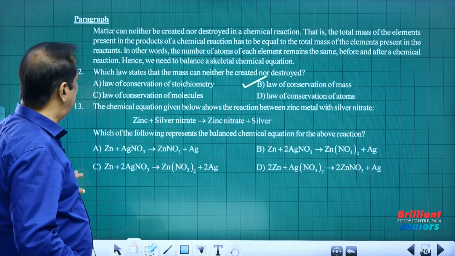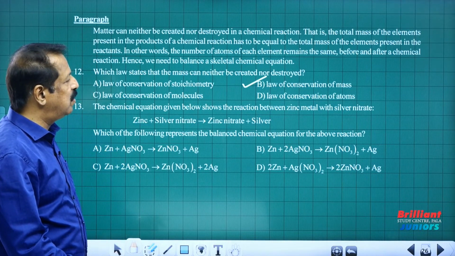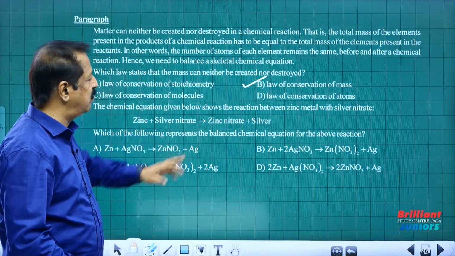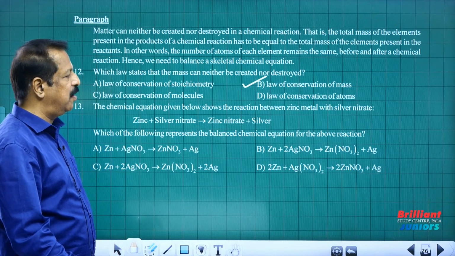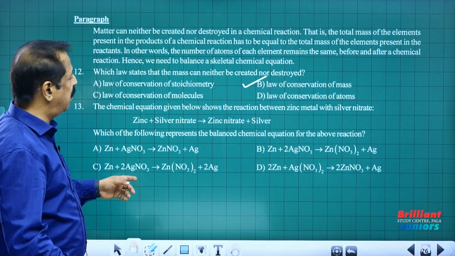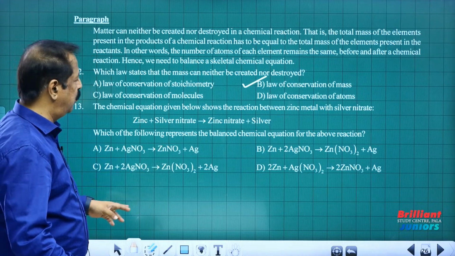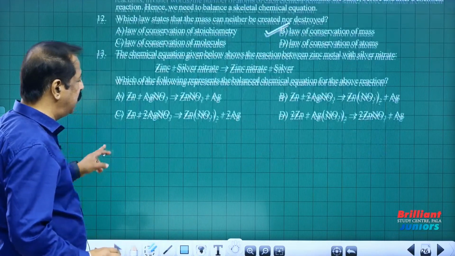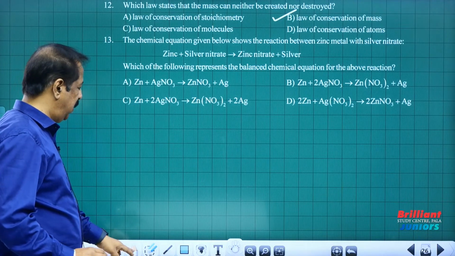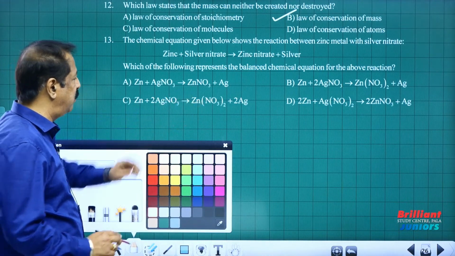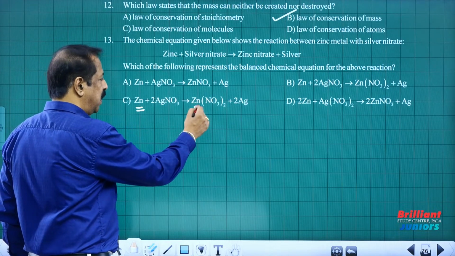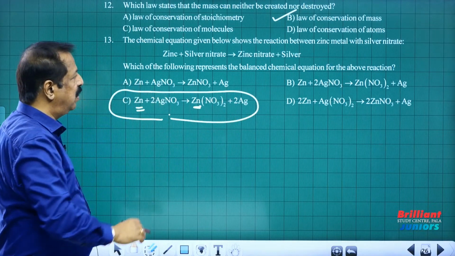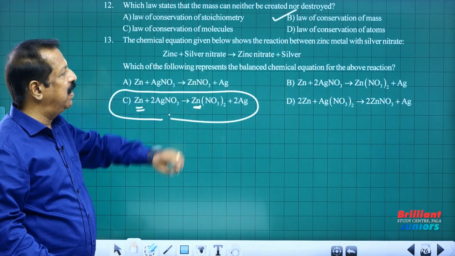And the 13th one: the chemical equation given below shows the reaction between zinc metal and silver nitrate. Zinc plus silver nitrate giving zinc nitrate plus silver. Which of the following represents the balanced chemical equation for the above reaction? So the answer is option C. Option C is zinc reacting with 2AgNO3, and the product is Zn(NO3)2 plus 2Ag. So here you have one zinc, here also zinc. 2NO3 here, 2NO3 there, and 2Ag. So this is the balanced equation.